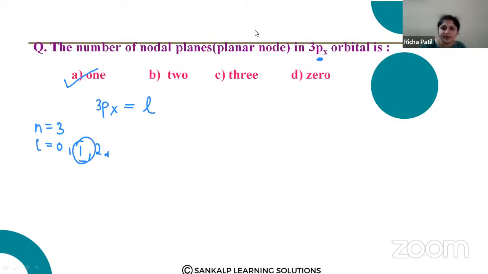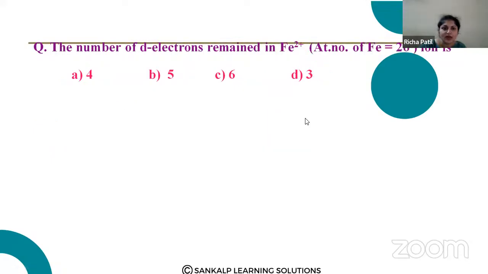So next, the number of d electrons remaining in Fe2+. What is the atomic number given for Fe? Fe is 26. Okay. Then when Fe goes to plus 2, it means loss of 2 electrons. So write the electronic configuration: argon is 18, then 3d6 and 4s2.